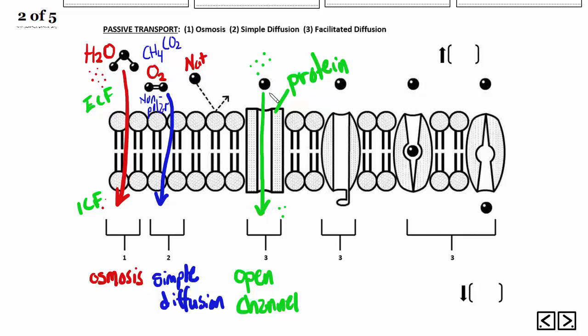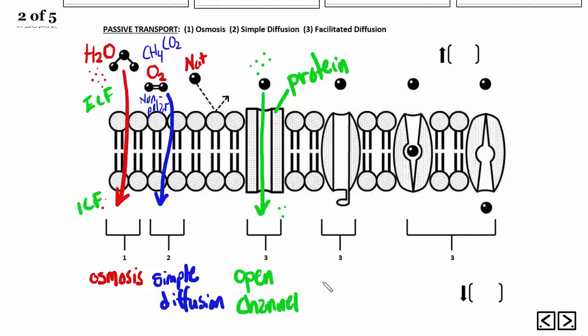That could be another way for glucose to enter, as long as it's moving down the concentration gradient from high to low. Because glucose has some charged regions on it, those charged hydroxyl groups, it can't go directly through the phospholipid bilayer. It needs to be helped through. So this is a type of facilitated diffusion. That's why I put number 3 here. All of these are types of facilitated diffusion, assisted diffusion essentially, and in this case we've got an open channel.